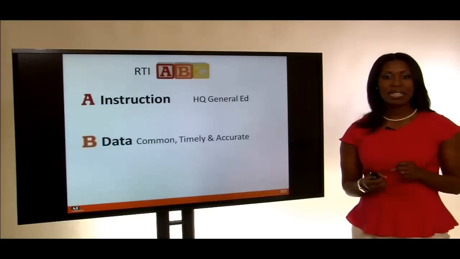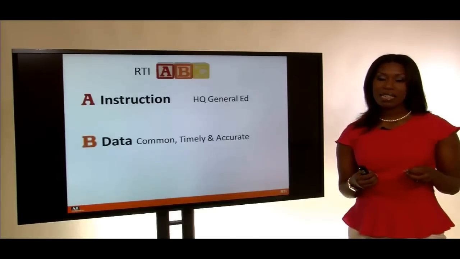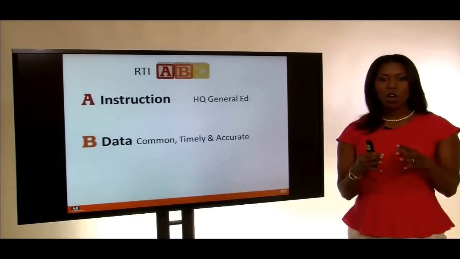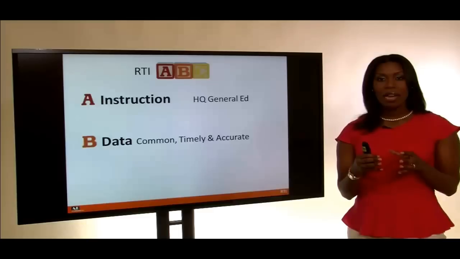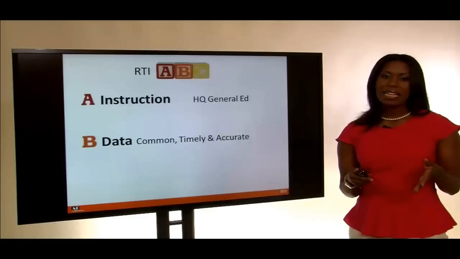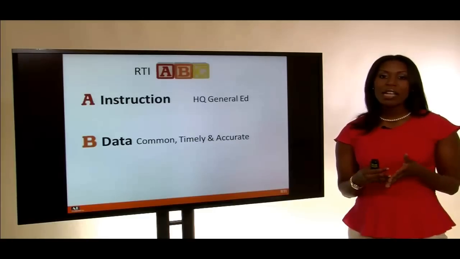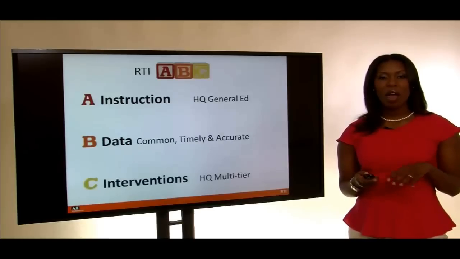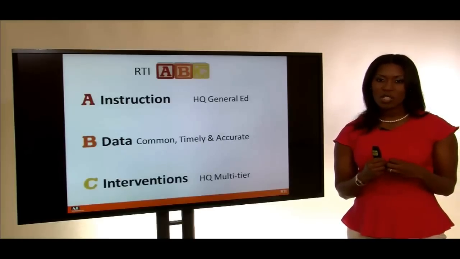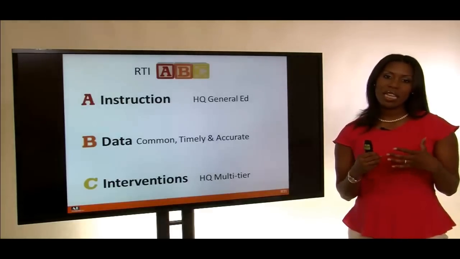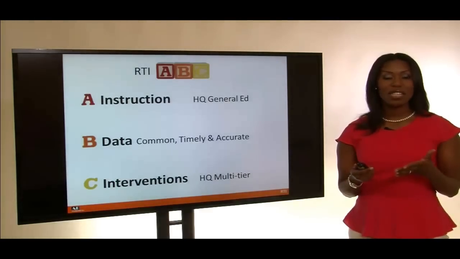The second component is data. It's based on common assessment, which means administrating the same assessment to all of the children in that grade level, not only for that school, but for all of the other schools across the district. Data needs to be timely and accurate, so results need to be available soon after administrating the common assessment. And then the last component is interventions, which also need to be of high quality, and they need to be implemented using a multi-tier level of interventions.